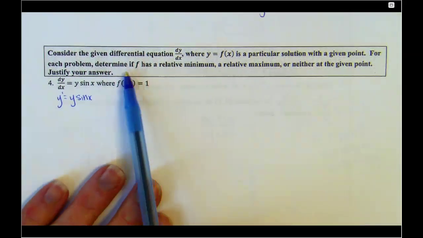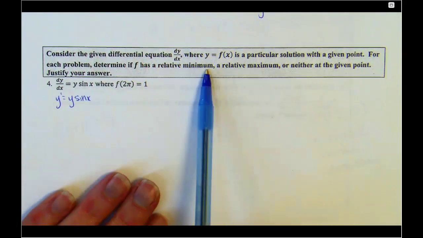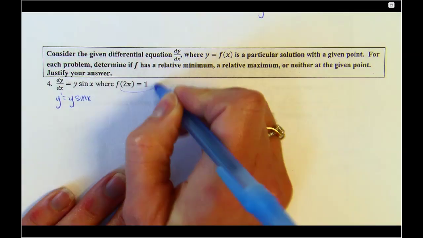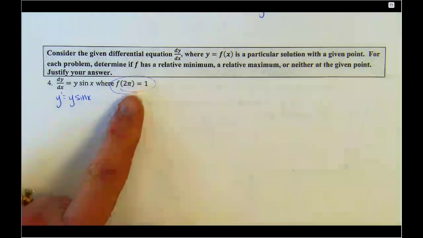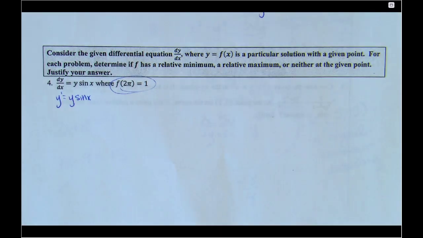Okay, so the question is determine if f has a relative minimum, a relative maximum, or neither at the given point. So there's our coordinate point. What has to be true of the derivative if it's going to be a minimum or a maximum? It has to be 0. So the first thing I would check is whether this equals 0 before I did anything else. Because if it's not 0, I'm done. I know it's neither.